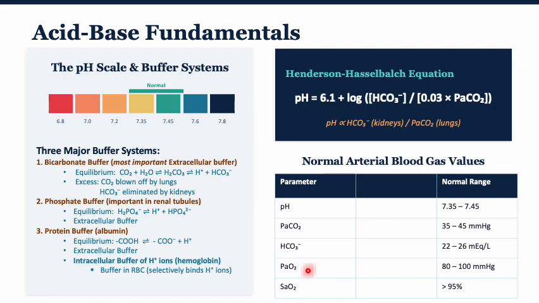Your partial pressure of oxygen is 80 to 100 millimeters of mercury. And this is the arterial oxygen saturation. It should be greater than 95%. So this will give you an accurate reading of how much oxygen is circulating within the arterial blood.